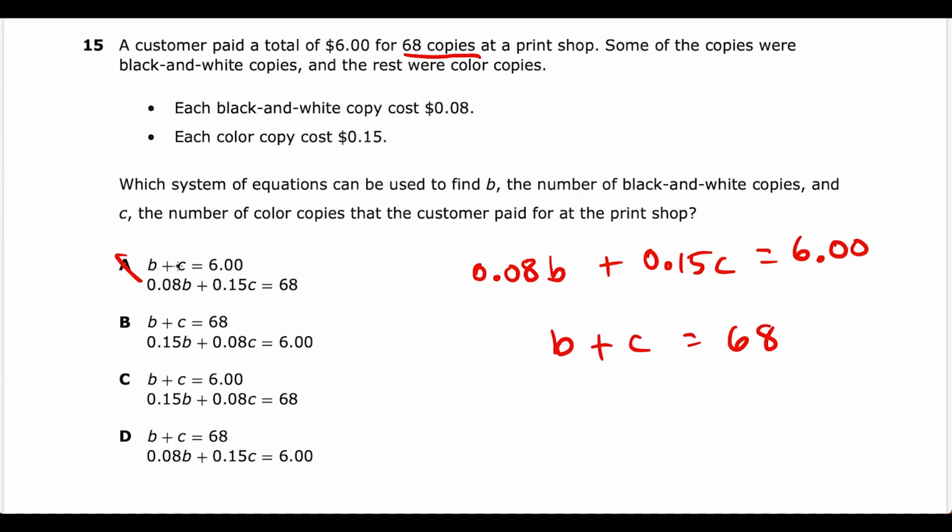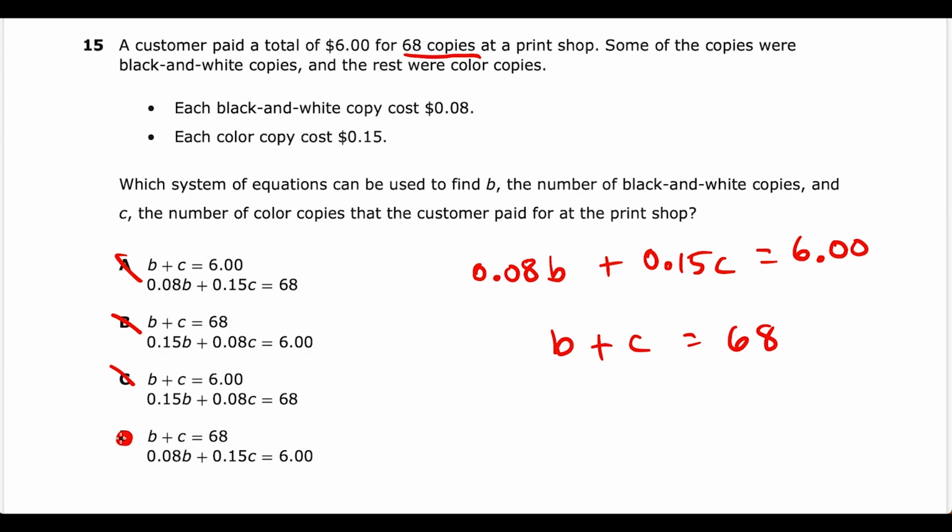I know it's not this one. B plus C equals 6 is them mixing up the price with the number of copies. B plus C equals 68. All right, this one's looking good, but the prices are mixed up. This is 0.15 times B, but it's 8 cents for black and white. So this is saying it's 15 cents for black and white, so that's out. Now B plus C is 6 is also mixing up number of copies with how much it'll cost.